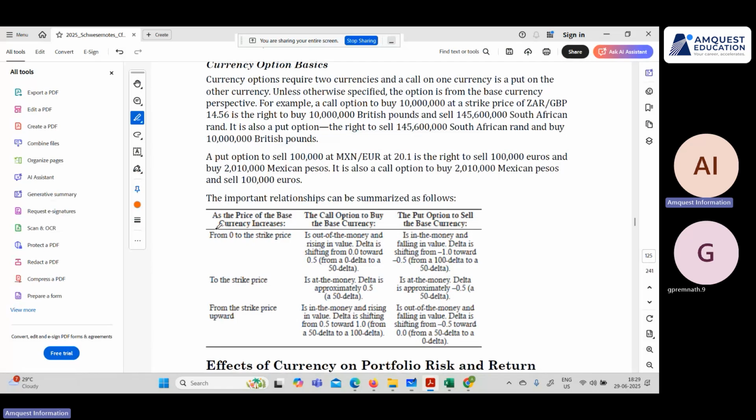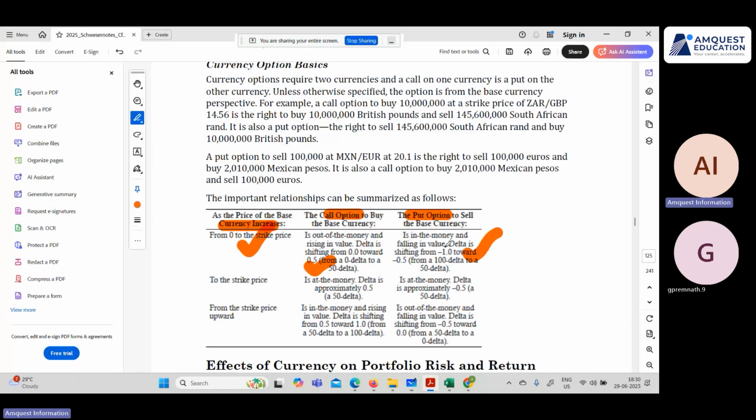As the price of the base currency increases, okay, again they're talking about with respect to base currency, the call option, again the put option. But it's again a simple thing. 0 to strike is going. Basically, if it is a call option, it is going from 0 to 0.5. The price is increasing and you have a call option. If the currency is increasing from 0 to strike price, you're going from 0 to 0.5, and from here it is going from -1 to -0.5.